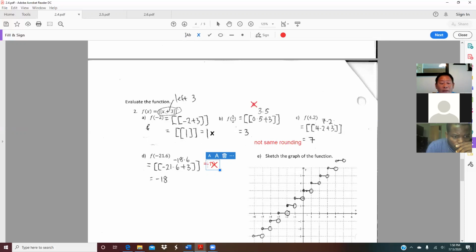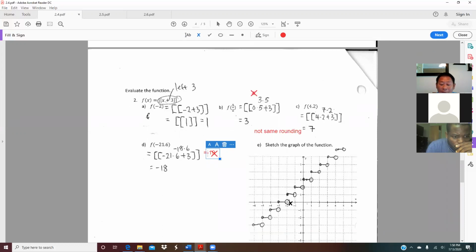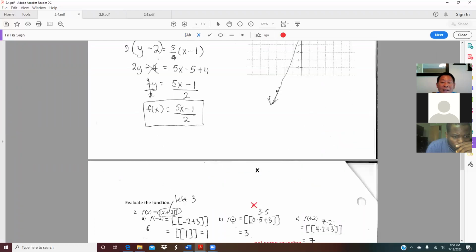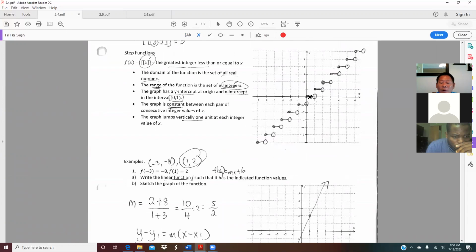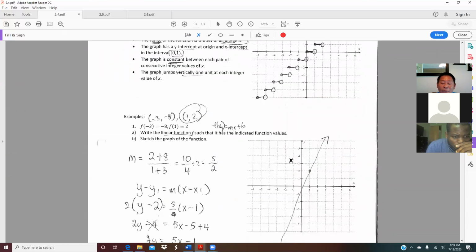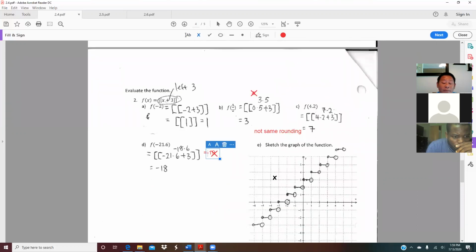And how you graph this, this plus 3, if you know transformation, means we move left 3. So left 3 means it used to be on 0, 1. So you move left 3, which is right here. So it looks exactly like this graph, but you move everything to the left 3. So when you move all these stairs to the left 3, this is what you will get.